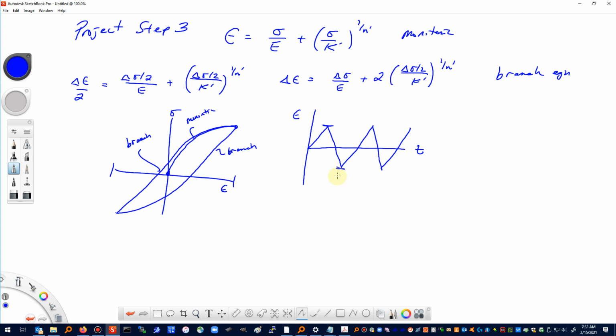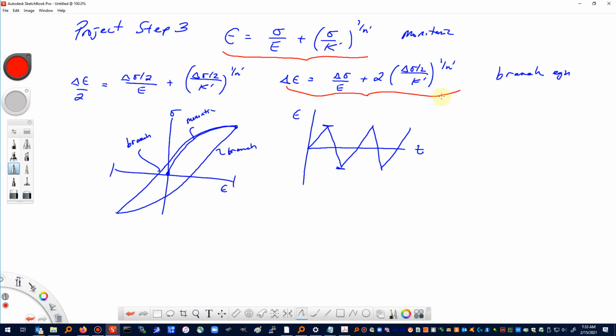Now here's the tricky part, and this is why Newton Raphson needs to come into this. The tricky part is these two equations, the monotonic equation and the branch equation, those cannot be solved analytically for the stress. We're going to be given the strain. We're going to do strain controlled type calculations, and we want to solve for the stress. You can't do it analytically. We're going to have to use a root solver or this Newton Raphson technique to find the roots of our equation.